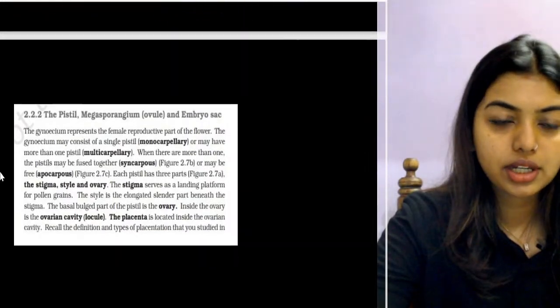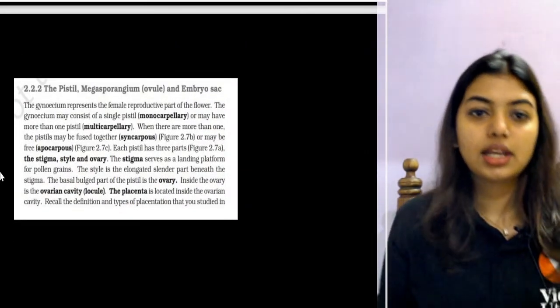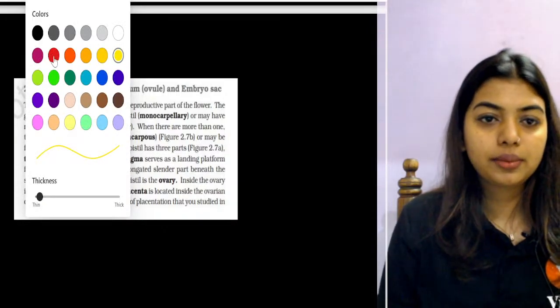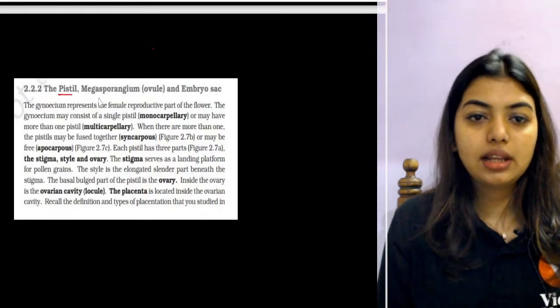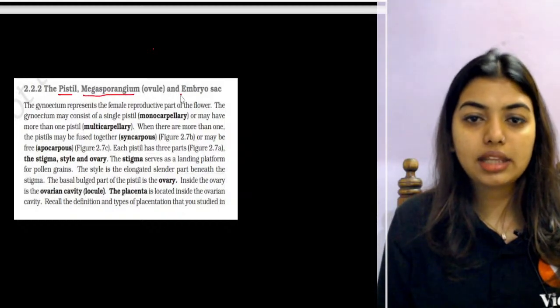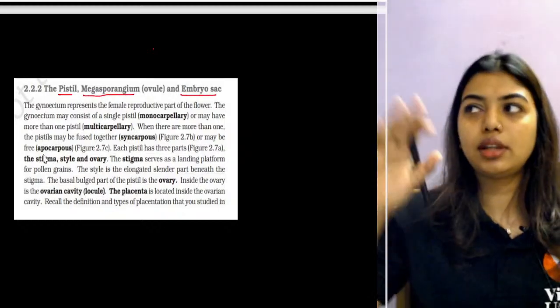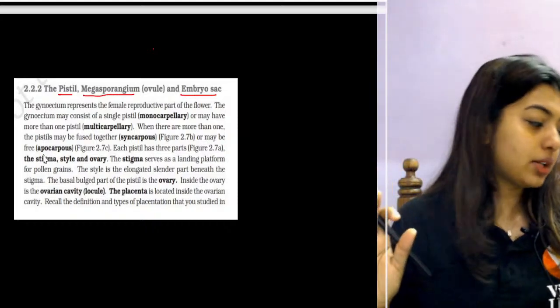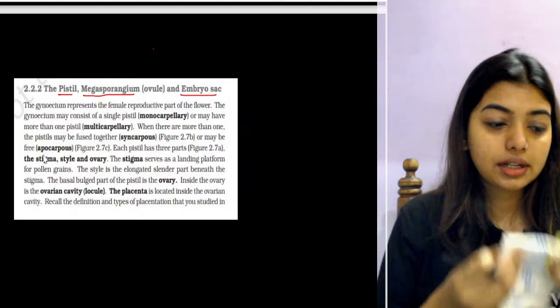Now students, we are going to go into the female part. Here, see, the pistil, megasporangium and the embryo sac. Now the pollen grain is there, or the male gamete is present in the generative cell.